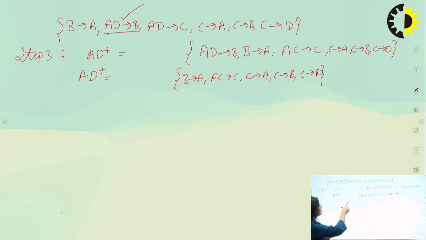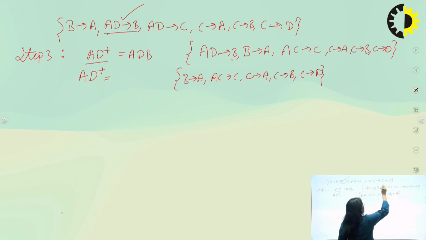Okay. So here we are calculating AD plus, meaning the attribute closure of AD. If we are having AD, it means AD we are already having. If we are having AD, we can deduce B. So we will write B. If we are having B, we can deduce A.